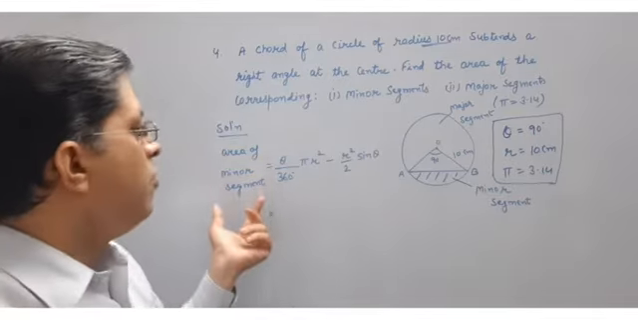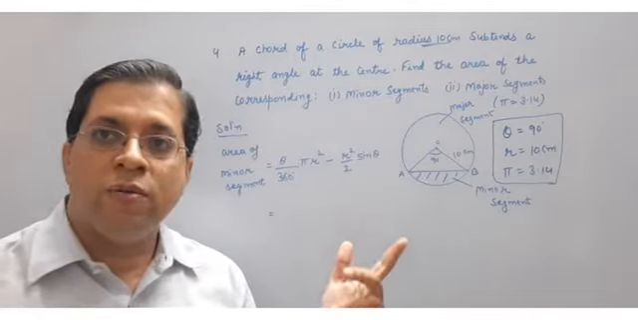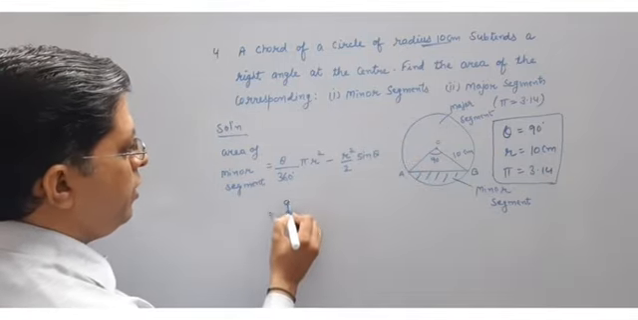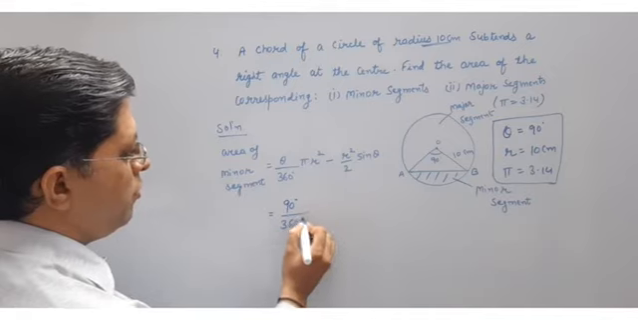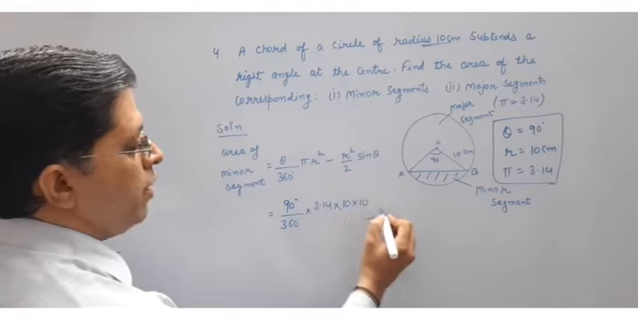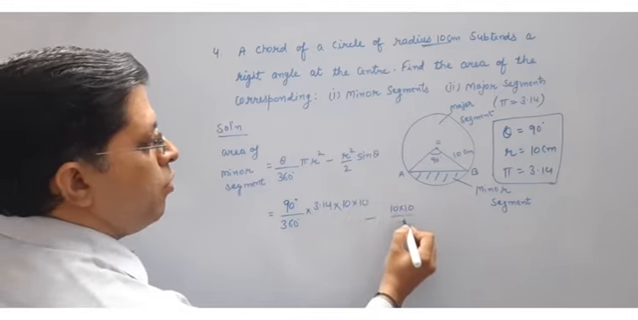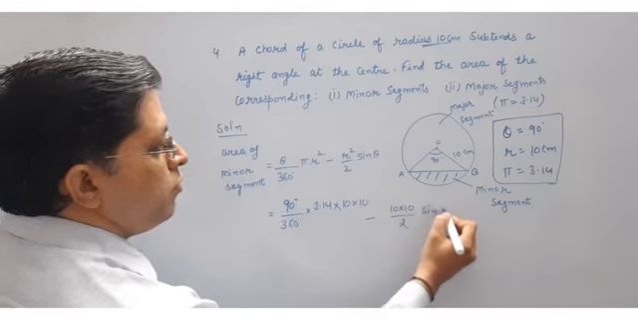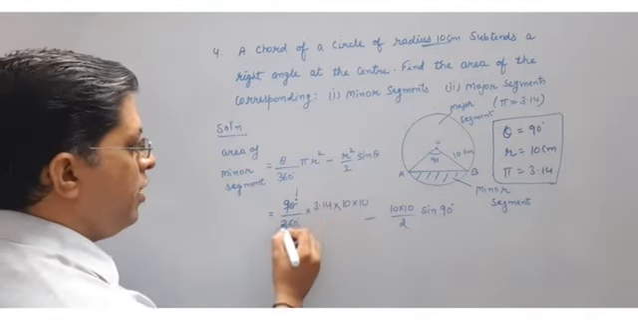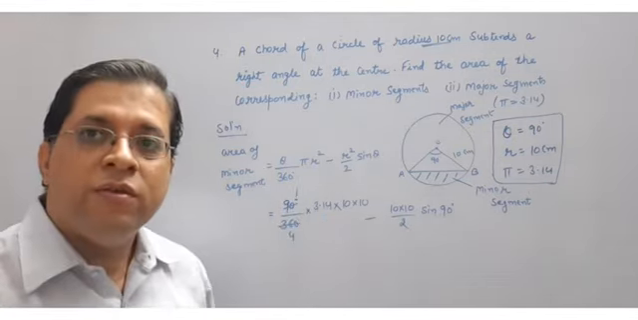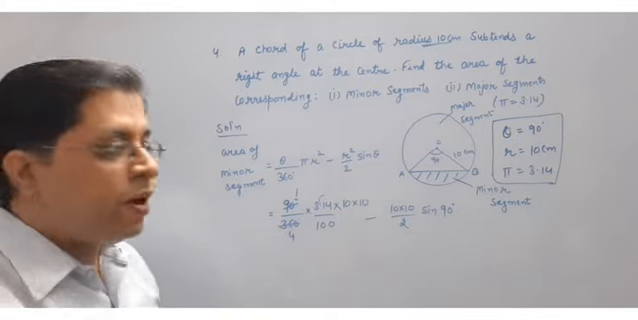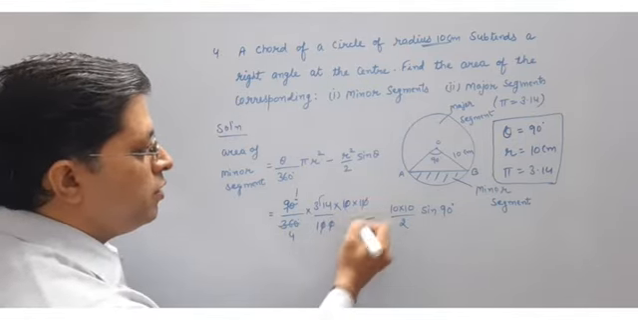Area of minor segment, theta upon 360 degree into pi r square minus r square by 2 sin theta. So theta is your 90 degree, 360 degree, pi 3.14, r is given, 10 into 10, minus r is 10 into 10 upon 2 sin theta. What is theta? 90 degree. It's very easy. Okay, 90 with the 90, 4 times 90 is 360. Now I am removing the decimal, then I am cutting two zeros.